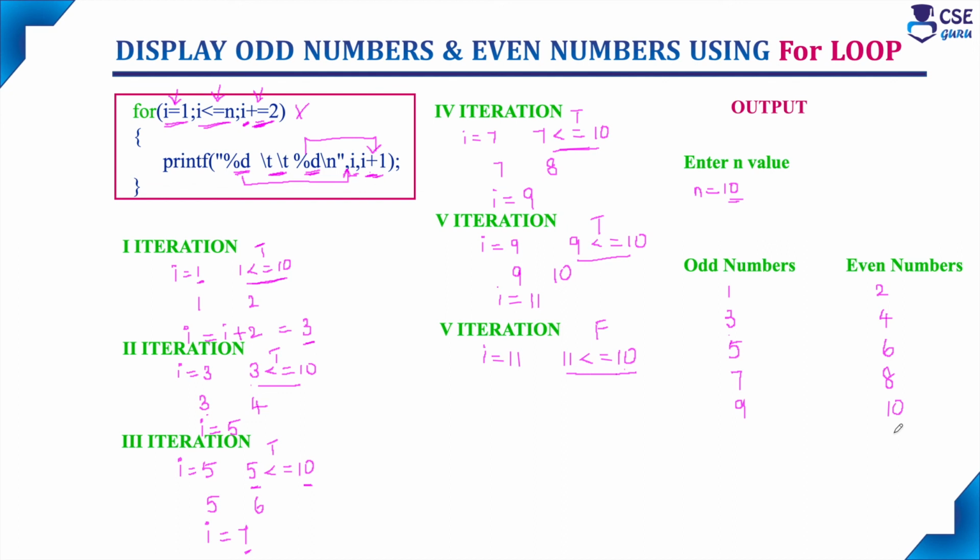So, this is the logic of this program. Display odd numbers and even numbers using for loop. So, with the help of this for loop only, we have displayed these odd numbers and even numbers. So, this is the working of this for loop.